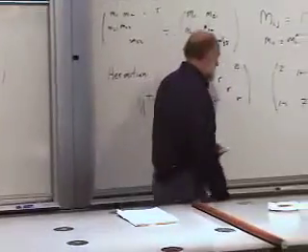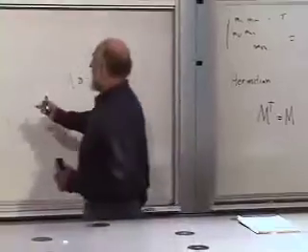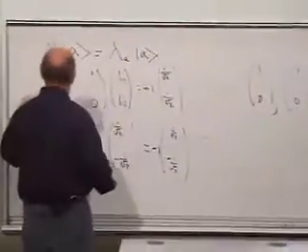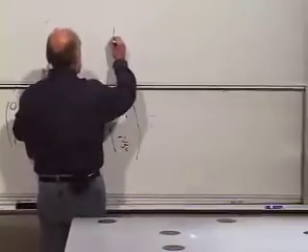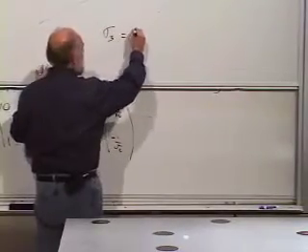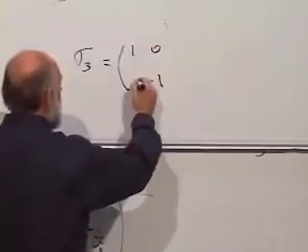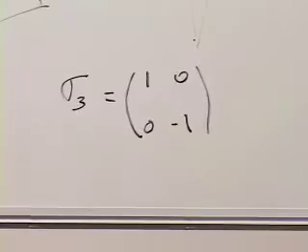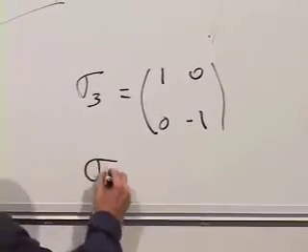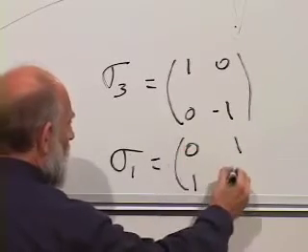What did you call the spin matrix? Sigma matrix? Okay, sigma 3, and this is the definition: 1, minus 1, 0, 0, and it has eigenvalue plus 1 and minus 1. Sigma 1 is equal to this: 1, 1, 0, 0.